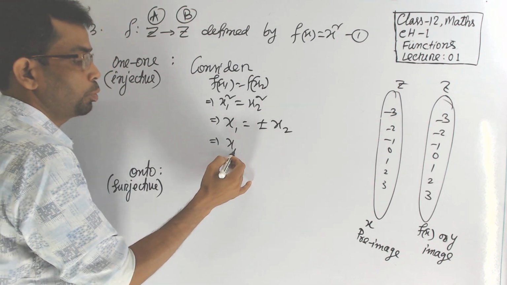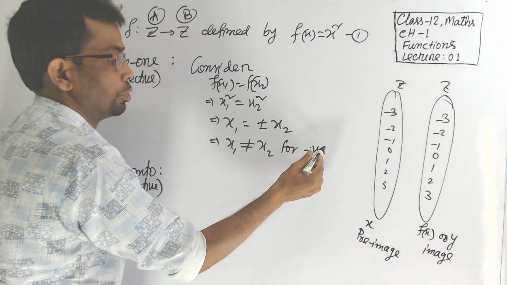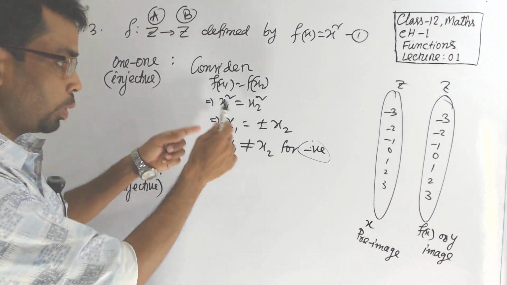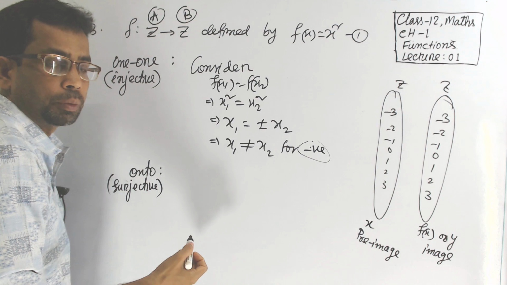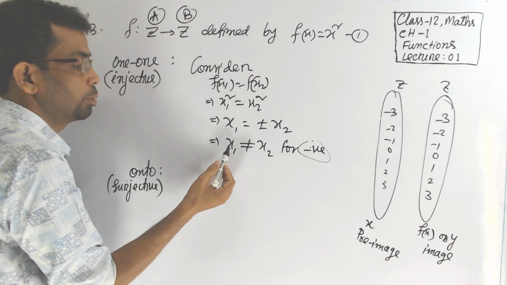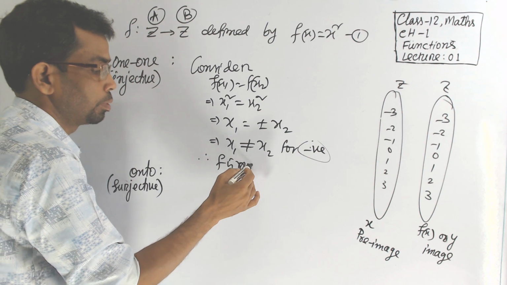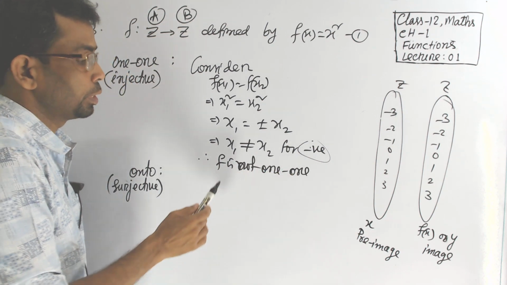That means x1 will not be equal to x2 for negative values. For positive values they will be equal, for negative values they will not be equal. And this one I will explain with this diagram also to make it clear. And whenever we get not equal, we will say f is not 1-1, that is a many-one function.